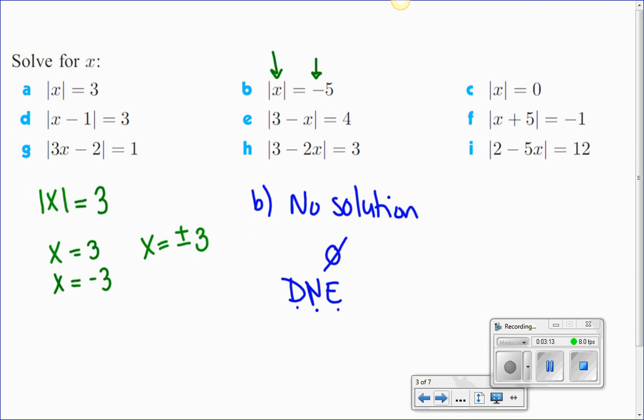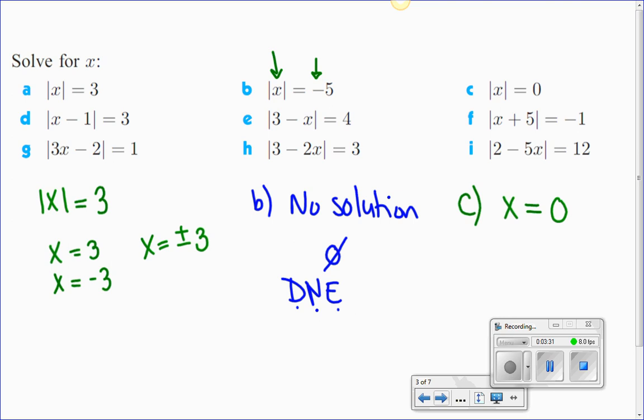There's no solution there. Okay, for letter C, the absolute value of x is 0. Well, the only thing that x can possibly be is 0. 0 is neither positive nor negative, so it's our only solution there.